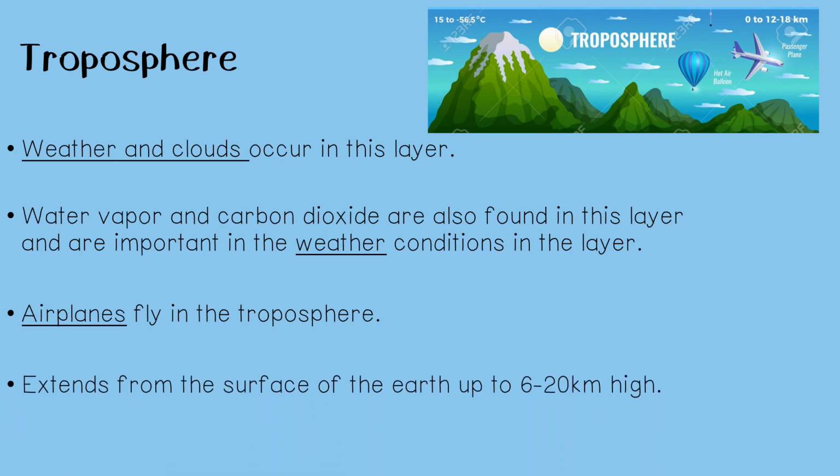All right, it extends from the surface of the Earth up to 6 to 20 kilometers high. We see in our picture that it says 0 to 12 to 18 kilometers, so it's a rough estimate. Some people say that the troposphere definitely stops at 20 kilometers, but the temperature decreases. I want you to pay attention to the things that are underlined, and then pause the video right now and look at your fill in the blank notes and see, is there anything that you could fill in on this slide?